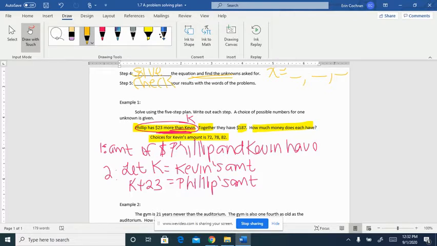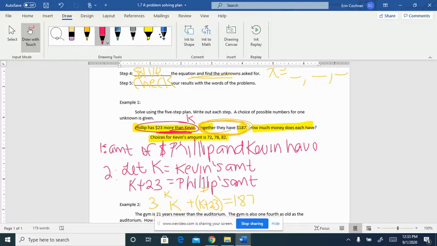Step 3 is we're going to reread the problem and write an equation. Philip has $23 more than Kevin. Together, they have $187. So if we're looking at their amounts together, we're going to add the amounts to get to our total. Kevin's amount was K. Philip's amount is K plus 23. And here's your equation: K plus K plus 23 should equal 187. How much money does each have?